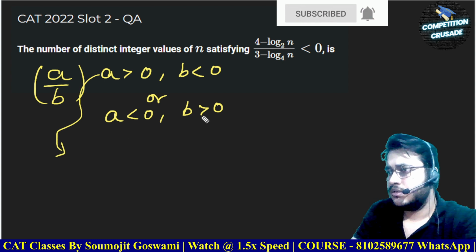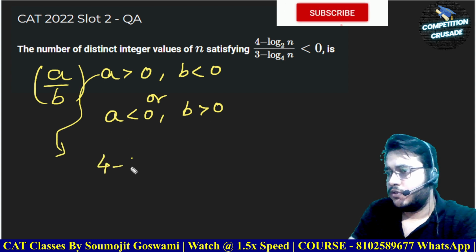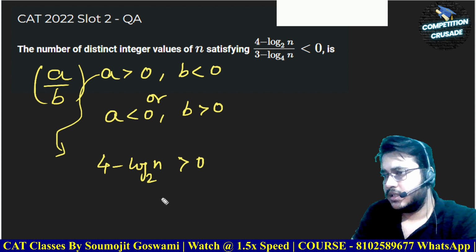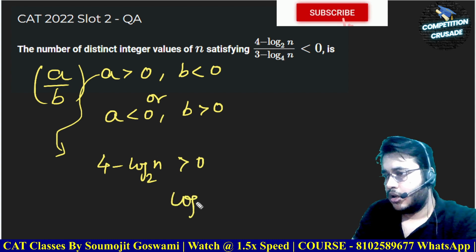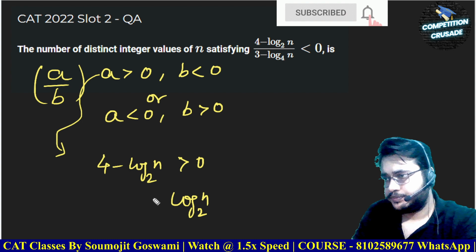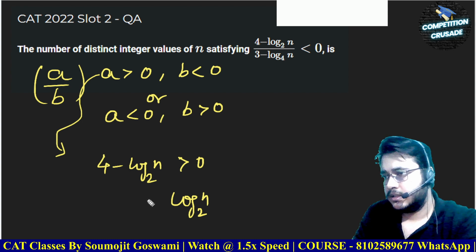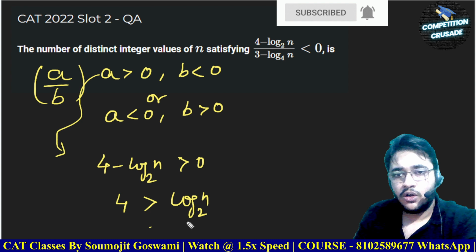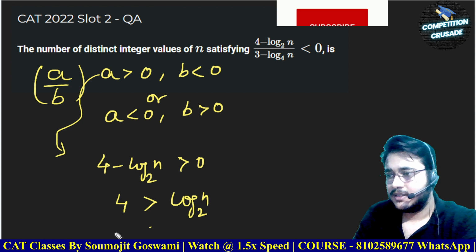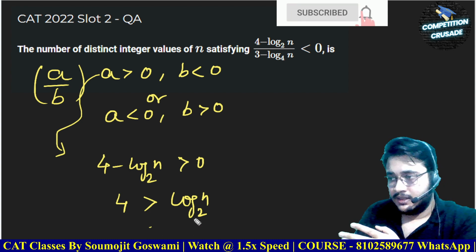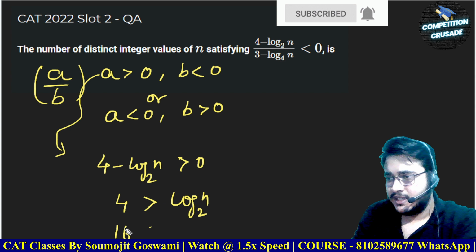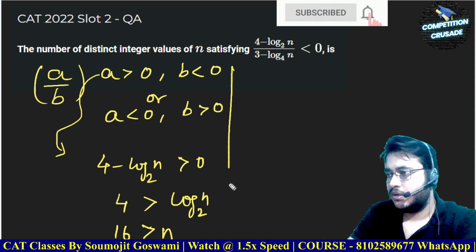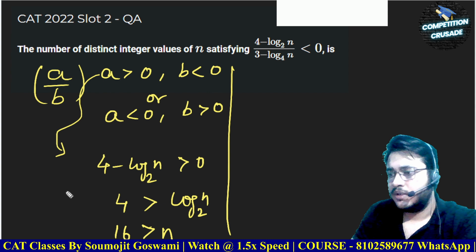A greater than 0 is 4 minus log n base 2 greater than 0. This means that log n base 2 is less than 4. I can transpose the log base 2 to the other side, making 2 raised to the power 4, which is 16. N is less than 16. So n is less than 16.